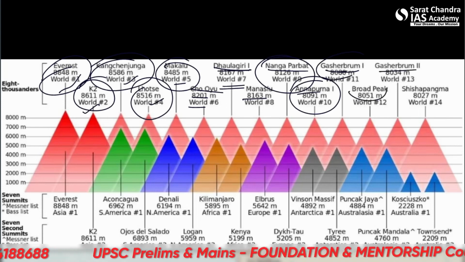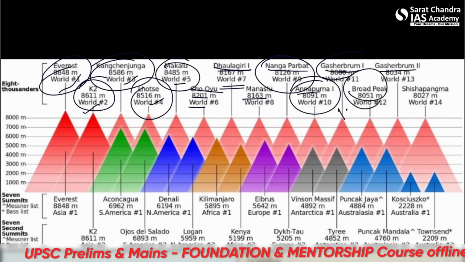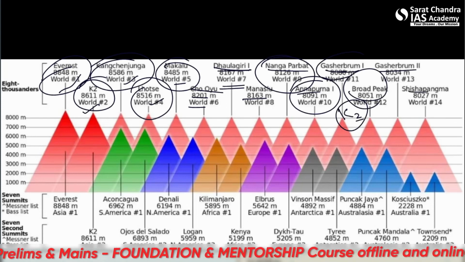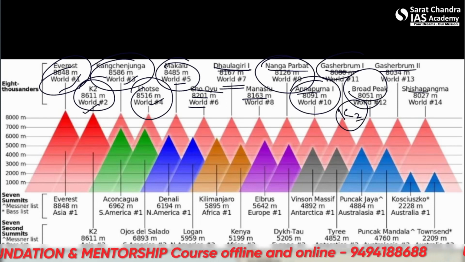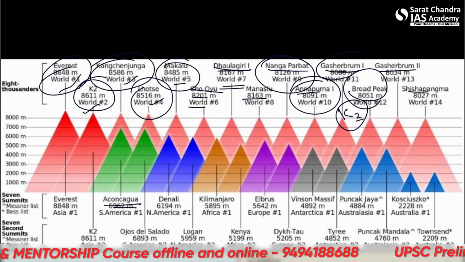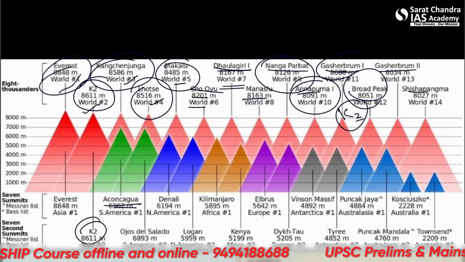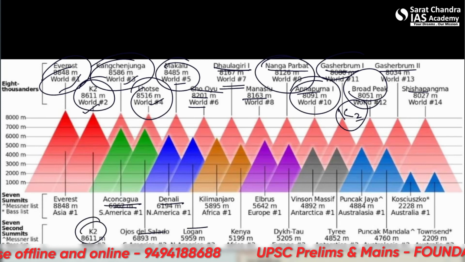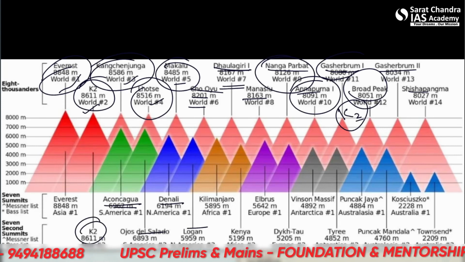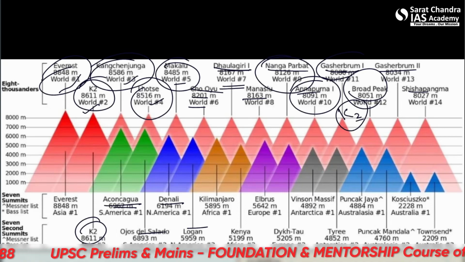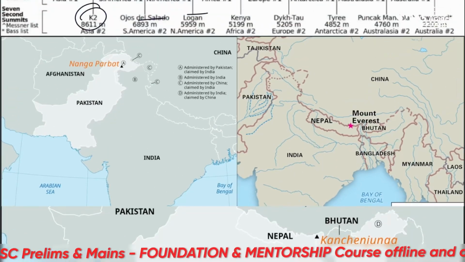Gasherbrum 2 and Broad Peak we already saw with K2. All right, and then there is Shishapangma. There are smaller mountains such as Aconcagua, and K2 we have already seen. Here this is Denali and some other mountains which are not very important. But the highest mountains are in the Himalayas, as you can see. Just a second. All right, let's move forward.